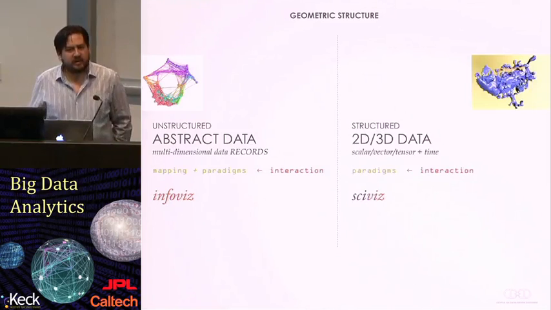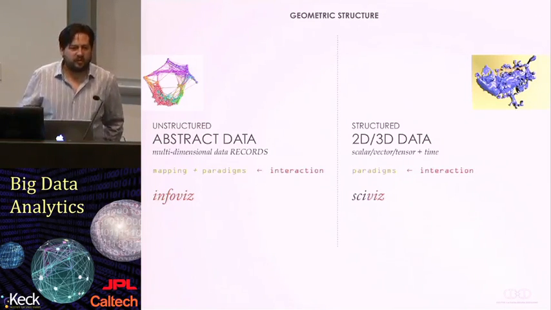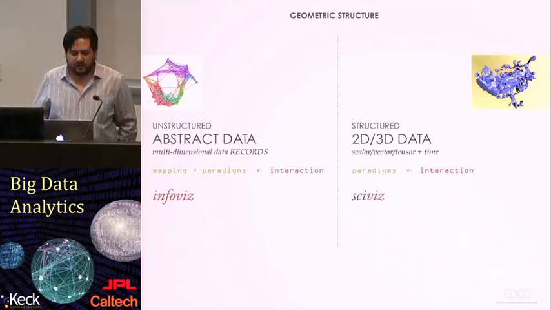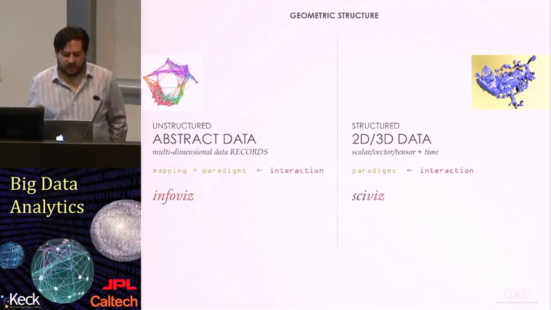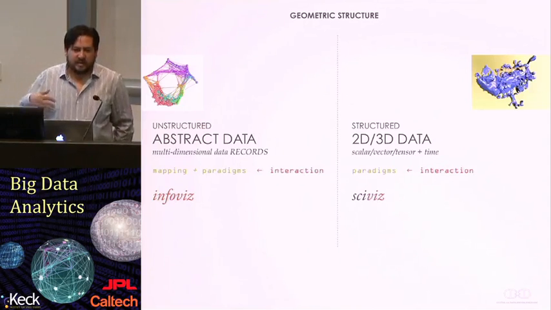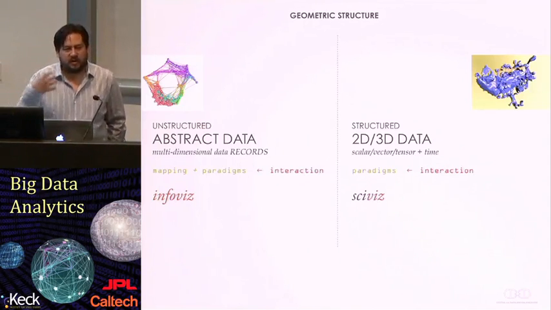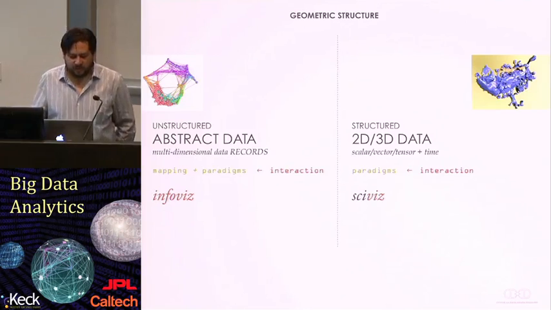The other type of data we would call structured data. This would fall more under the realm of 2D or 3D data or multidimensional data, but actually has some physicality to it. Think of it as a mesh or an object where you actually know the positions in space. In this case, the mapping is pretty straightforward because you already know it has a physical geometry to it.